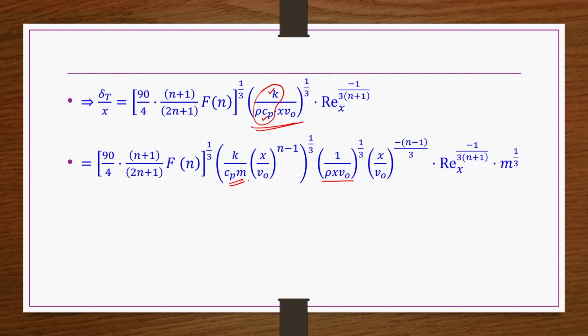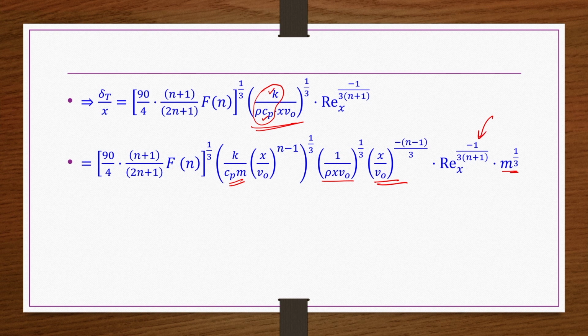But additionally, what I am doing, I am taking x power n minus 1 divided by v naught and then 1 by m. So, the inverse of those terms I have to multiply. So, x by v naught whole power minus (n minus 1) by 3 and then m power 1 by 3 I am multiplying. Okay. Whereas the Re_x term is as it is.